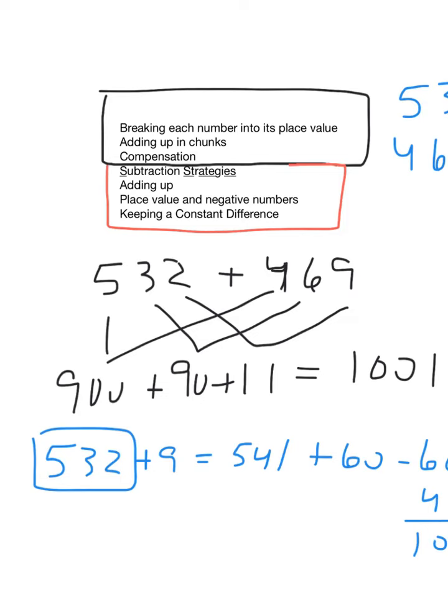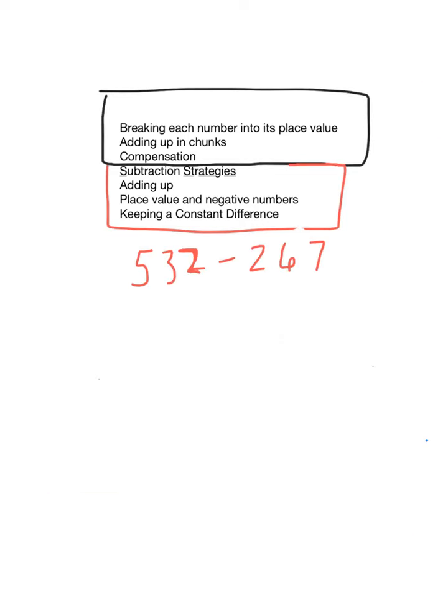So those are really three strategies you can consider when you think about addition strategies, whether you want to do breaking up each number into its place value, whether you want to do adding up in chunks, or whether you do compensation. Now, when we think about subtraction strategies, let's look at that.